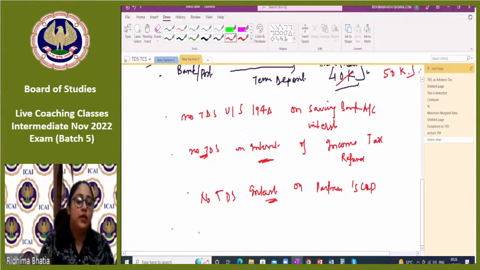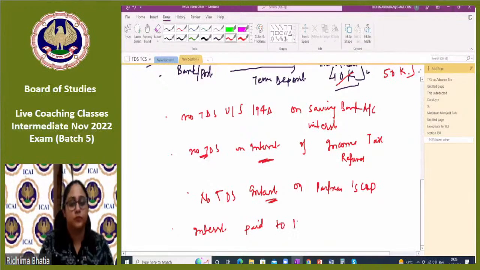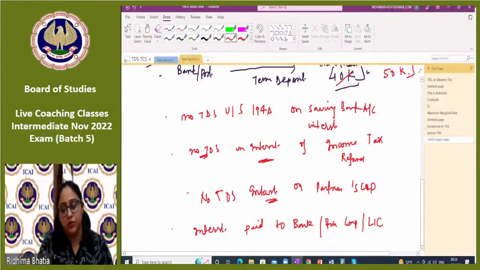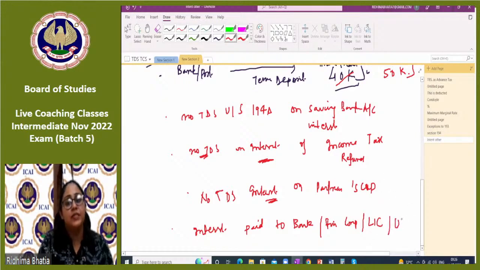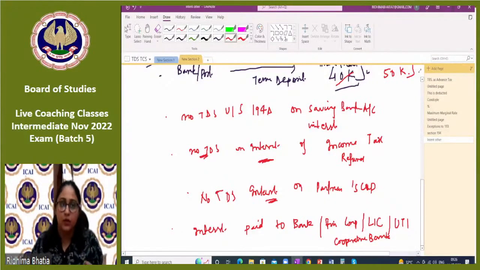Then no TDS on interest paid to bank. Interest paid to bank, financial corporations, LIC, UTI, इन सबको आप interest pay करते हो, you will not deduct the TDS. Or cooperative banks, that's why if you have seen, you take a loan from bank, ठीक है? You take a loan from bank, you pay interest on it. Suppose you have taken a housing loan या car loan, you will be paying interest on it. Ever you thought that इस पे TDS कटेगा? No, because it's an exception.